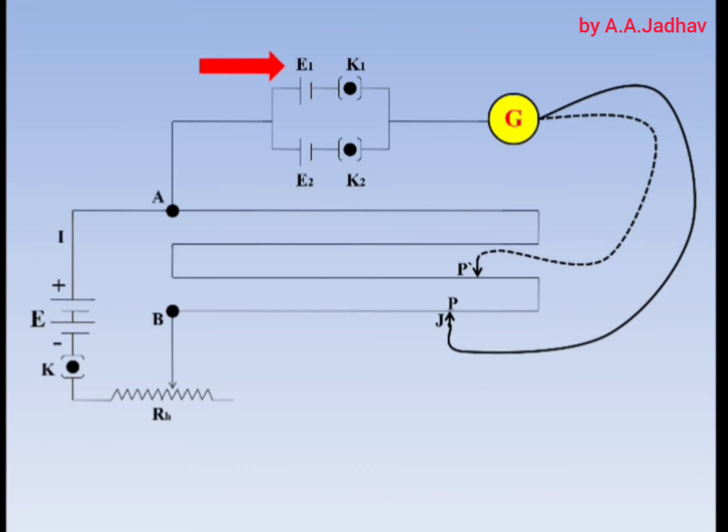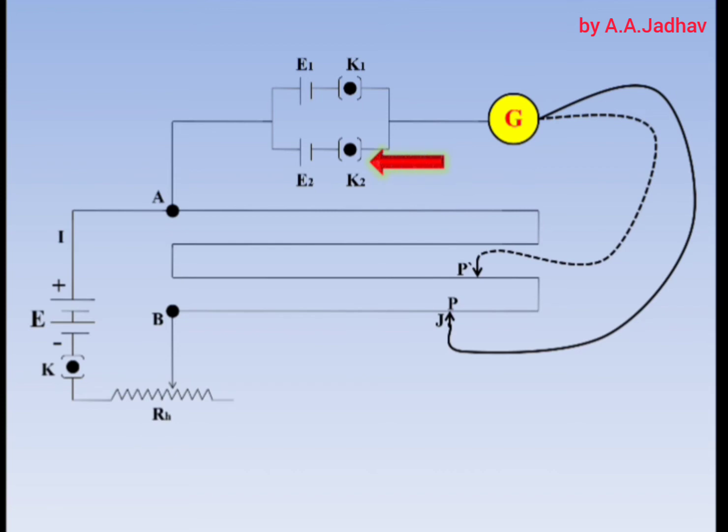The positive terminals of E1 and E2 are connected to the end A of wire AB, and their negative terminals are connected to K1 and K2 of the two-way keys respectively. The common terminal of keys K1 and K2 is connected to the galvanometer G, and then it is connected further to the jockey.